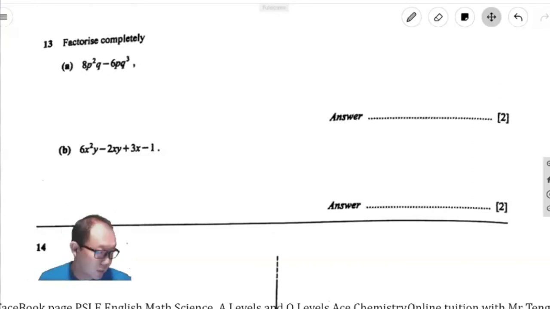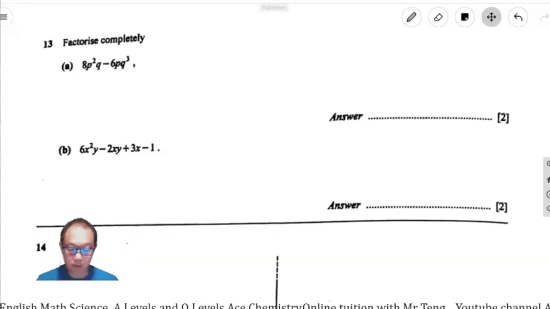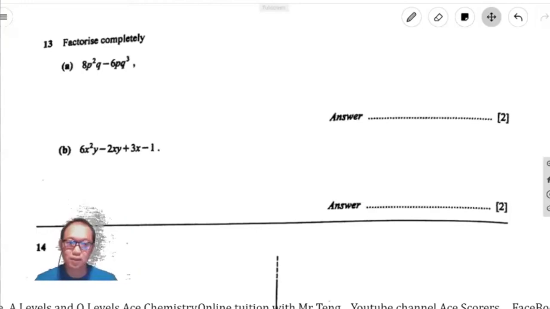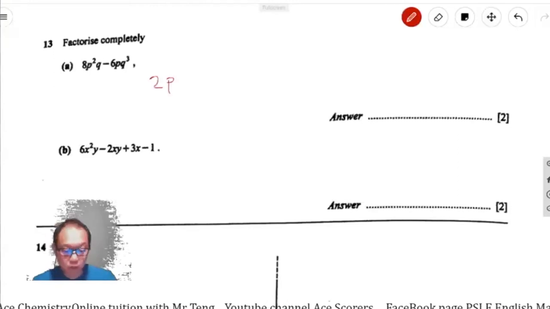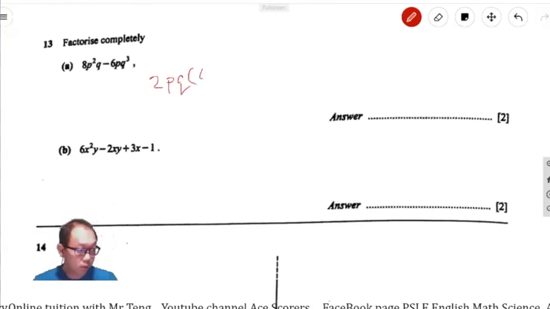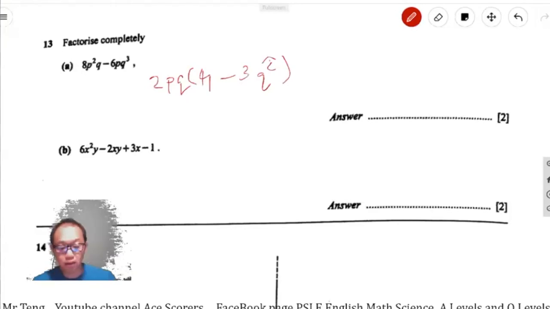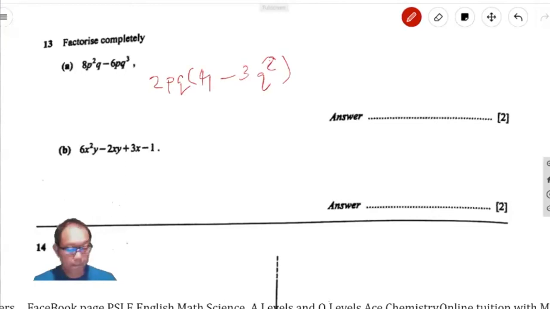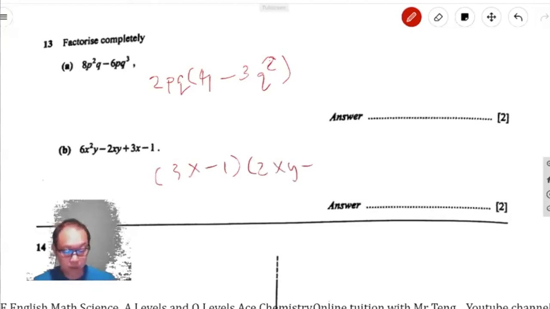Okay, so this should be pretty easy, right? Let's have Jianyu. Do you have an answer? You gave the answer already, right? Ethan, 13A, what's your answer? 2PQ, bracket 4P minus 3Q square. And you are absolutely correct. Next one, how about B? Ethan again. 3x minus 1 bracket 2x minus 2xy plus 1. Yeah, 2xy plus 1. Very good.